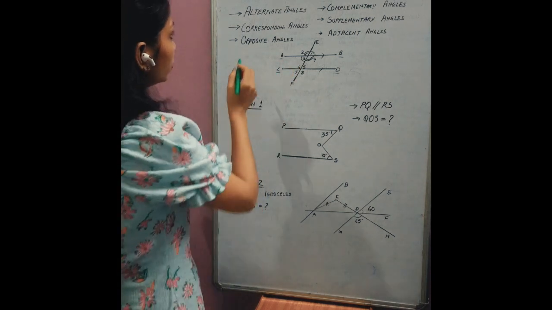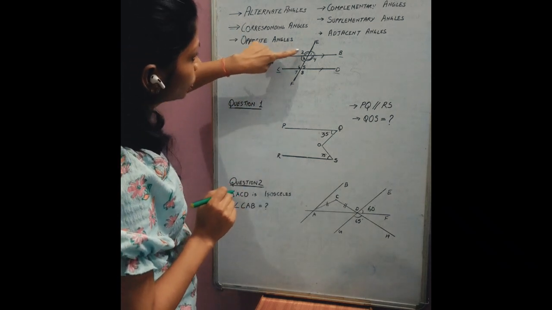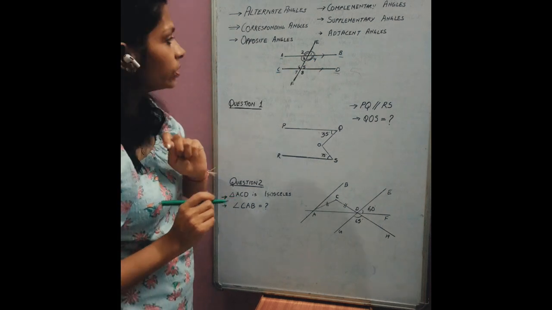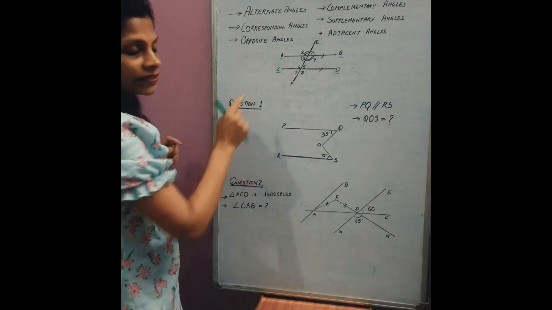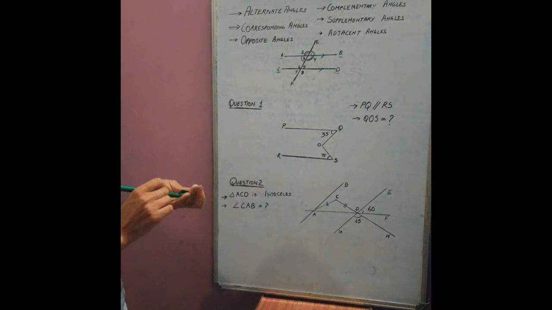Then we move on to the corresponding angles. So the corresponding angles here are angle 2 and angle 6, equal to each other. Angle 1 and angle 5 equal to each other. Angle 3 and angle 7 equal to each other. And angle 4 and angle 8 equal to each other.